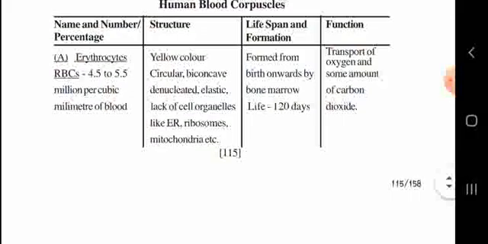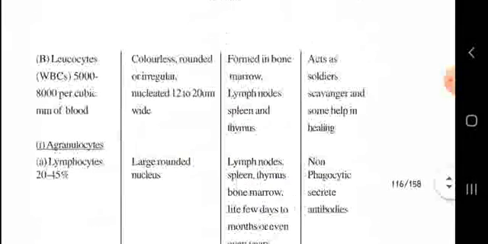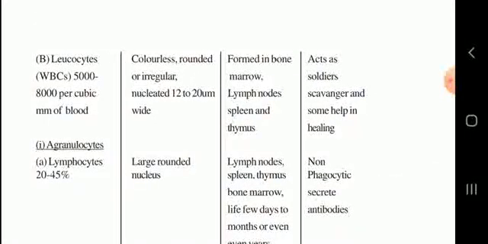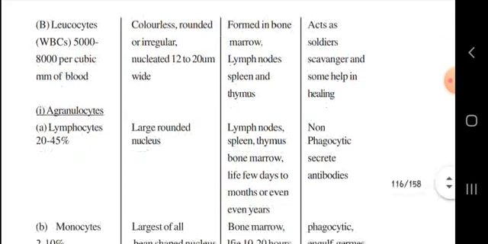Next, WBC is 5,000 to 8,000. So here in RBC it is 4.5 to 5.5 million per cubic millimeter, but here it is 5,000 to 8,000 per cubic millimeter. It acts as a soldier that protects from diseases, and it is found in lymph nodes. So as you know, sometimes when you get weak with a viral infection, the doctor says the platelet count and the WBC count are low, because WBC fights against disease. By that only, our body fights against diseases.